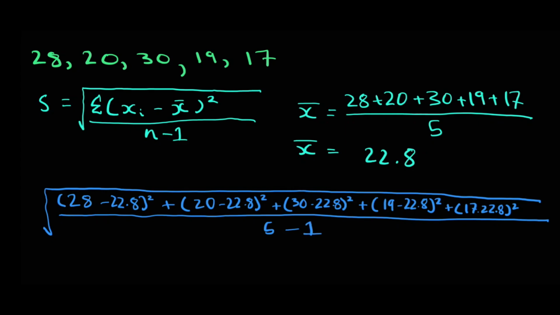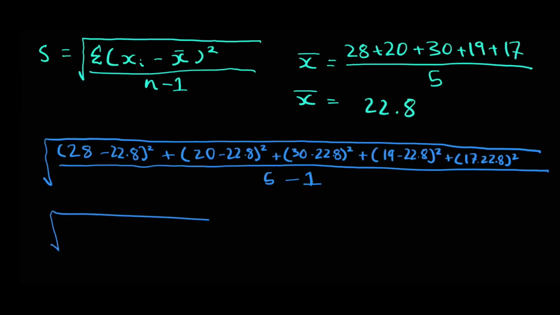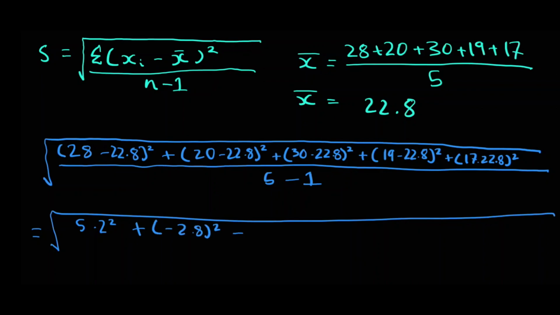And you could just work it out from here, but first I'm just going to simplify it to make it a bit easier. So if you simplify all the subtraction in the brackets, you're going to get that it equals the square root of 5.2 squared plus negative 2.8 squared plus 7.2 squared plus negative 3.8 squared plus negative 5.8 squared.